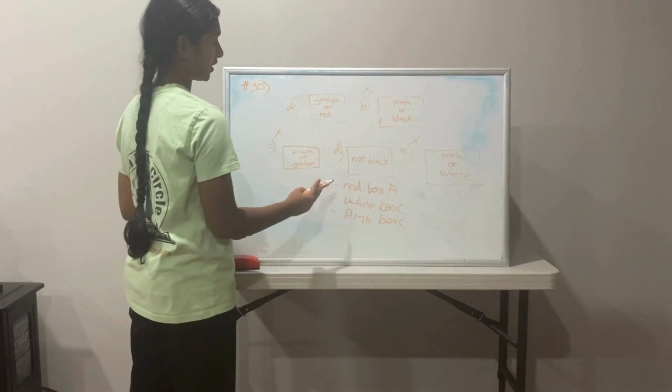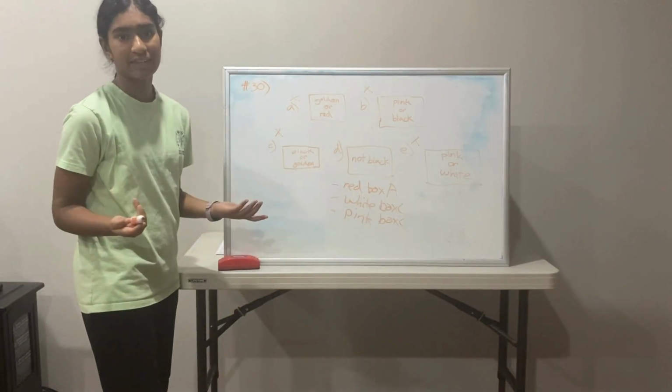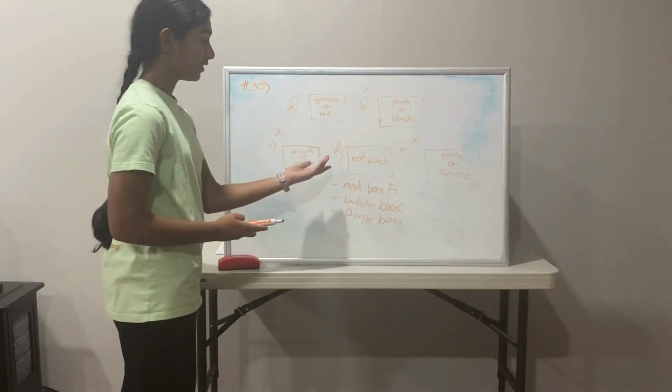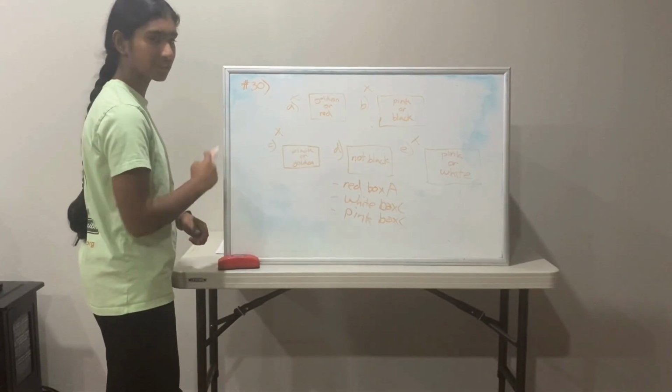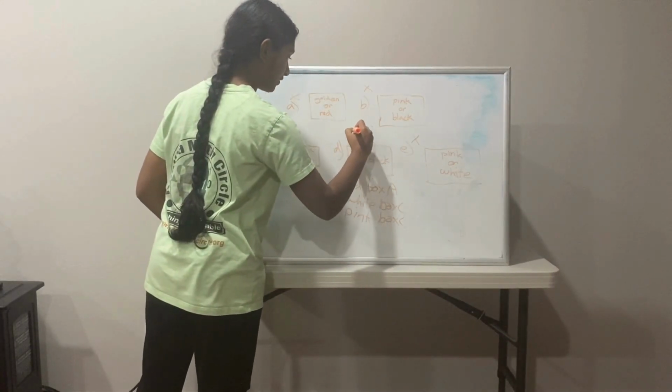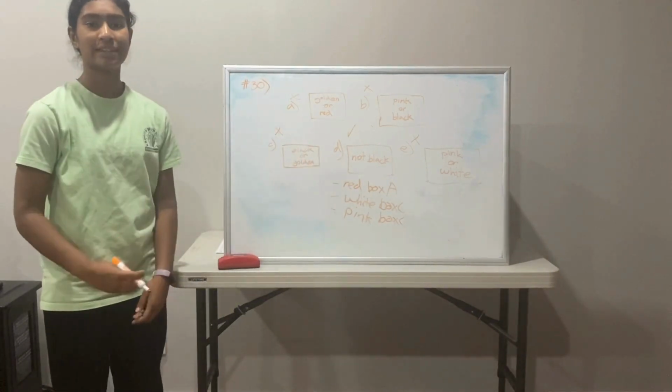And the one constraint is that it's not black, so we can't exactly try black. And if it is golden, then you found it. So box D tells you which box it is in. So our answer is D, not black.